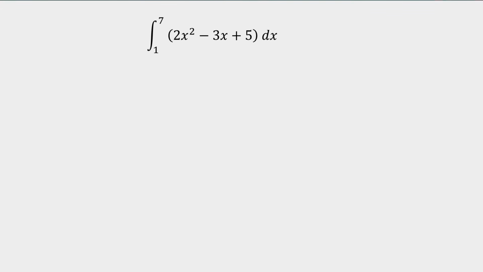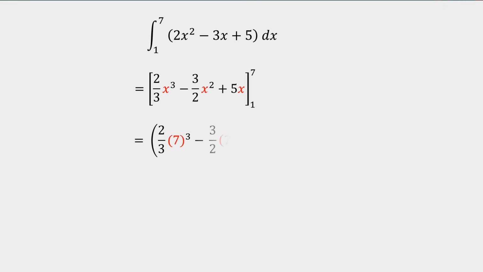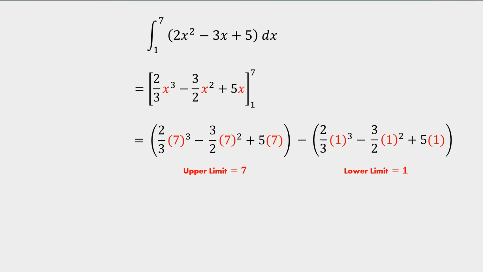We start by finding the antiderivative of 2x squared minus 3x plus 5, which is 2 over 3x cubed, minus 3 over 2x squared plus 5x. We enclose this expression within square brackets and indicate the lower and upper limits. Next, we substitute the upper limit, which is 7, into the result. We repeat the same process for the lower limit, which is 1. Then, we will have to subtract the result obtained using the lower limit from the result obtained using the upper limit.